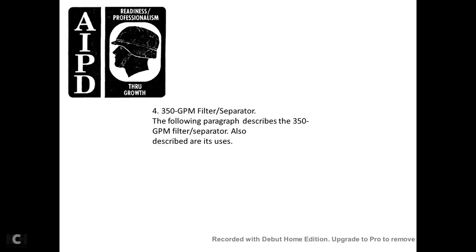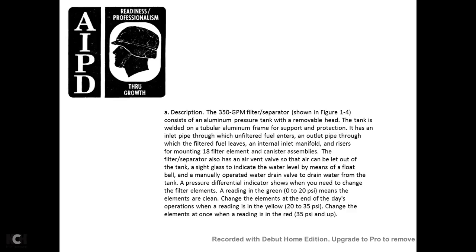and also describes its uses. The description: the 350 gallon per minute filter separator, shown in figure 1-4, consists of an aluminum pressure tank with a removable head, and a tubular aluminum frame for support and protection. It has an inlet pipe through which unfiltered fuel enters and an outlet pipe through which filtered fuel leaves. Internal inlet manifold risers mount the 18 filter element and canister assemblies. It also has an air vent so air can be let out of the tank. The sight glass indicates the water level by means of a float with a ball. A manually operated water drain valve drains water from the tank.